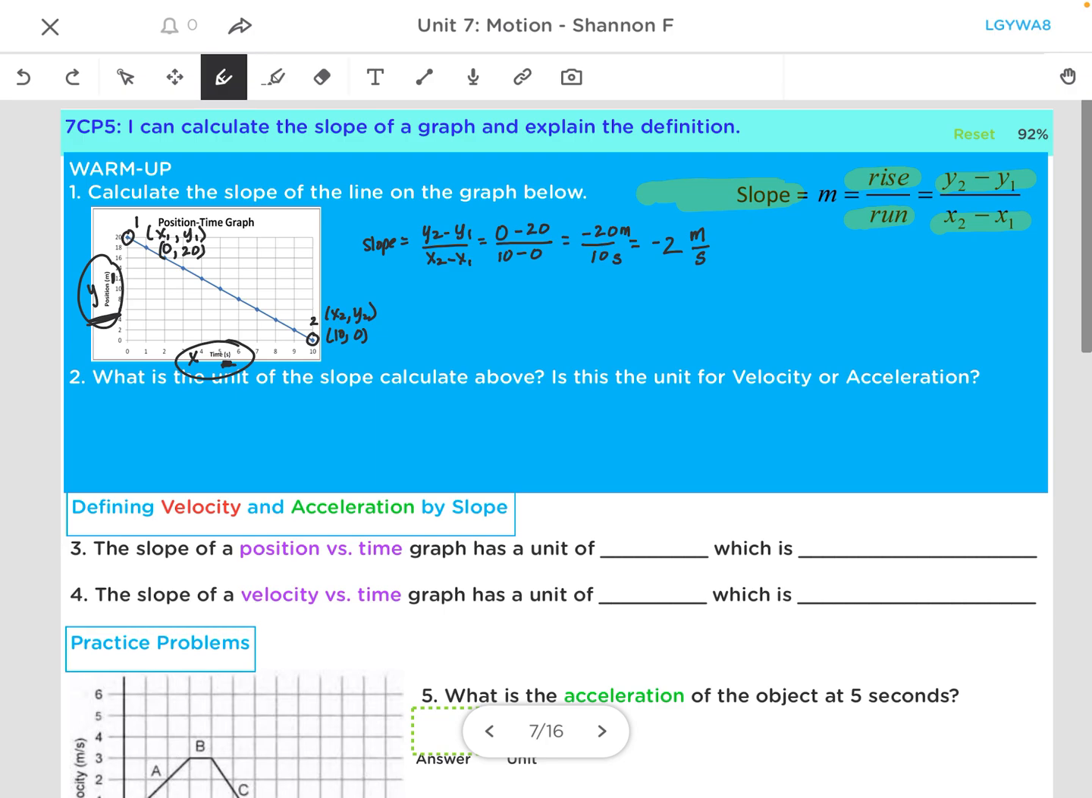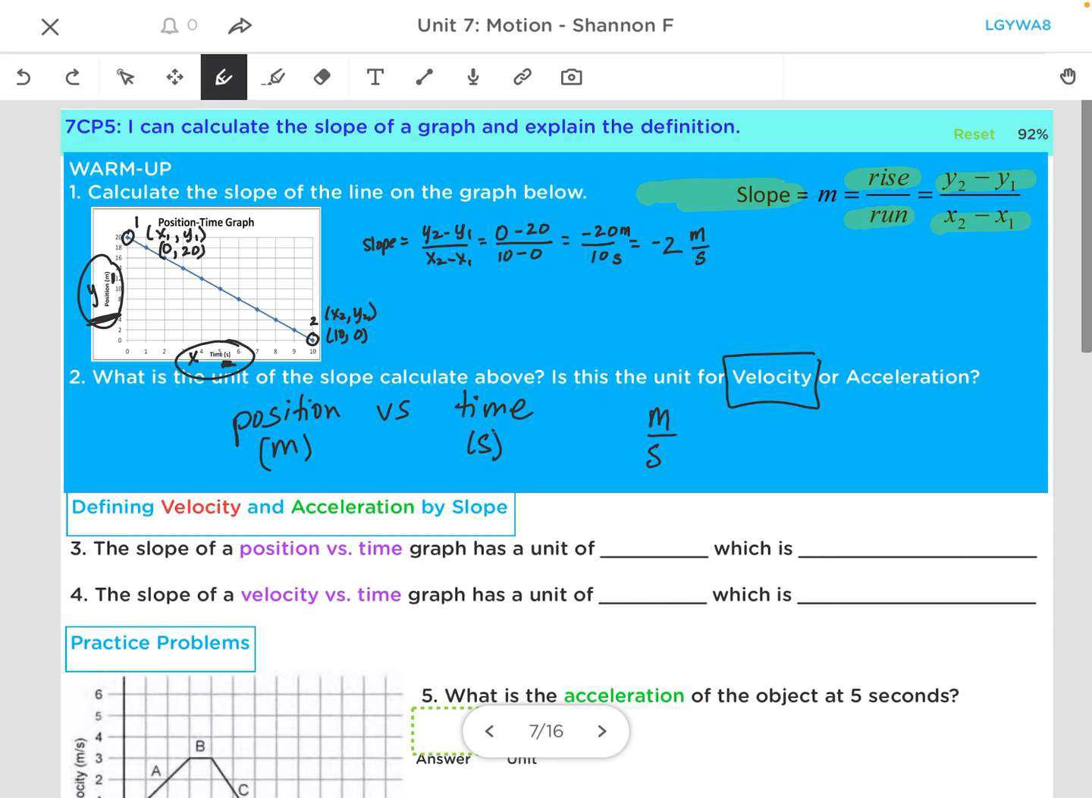So the units for these slope right here, if it's a position versus time graph, you're going to take meters and seconds, and you're going to say that your slope has units of meters per second, which is how we measure velocity. Velocity tells us how many meters we go per second.